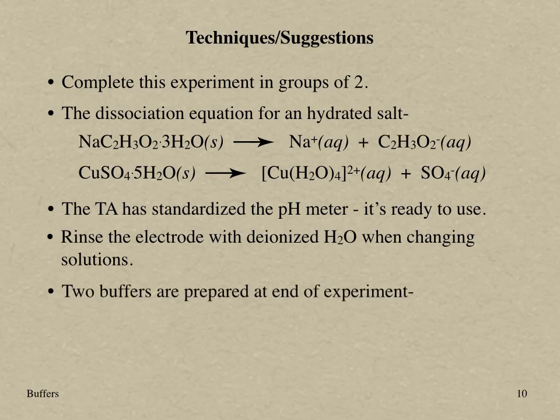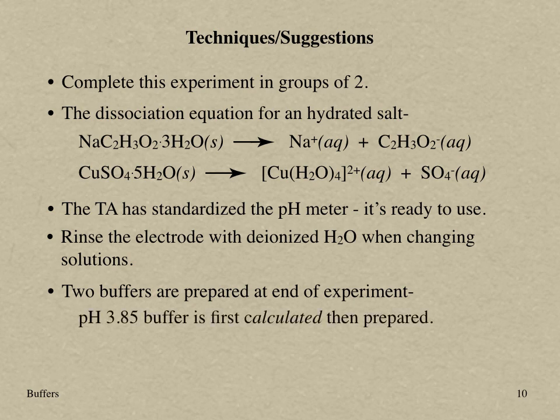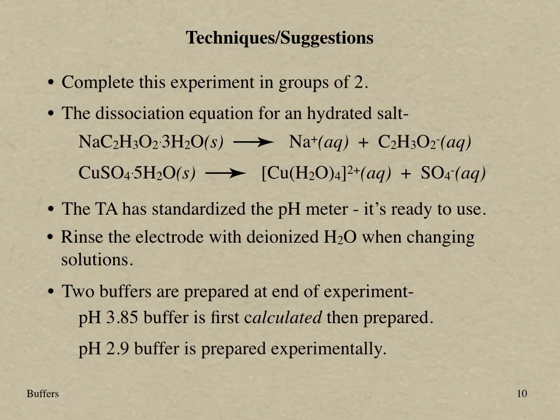In the last part of this lab, you will prepare 2 buffers. When you make a buffer of pH 3.85, first calculate how you would do this, then have your TA check your calculations before preparing the buffer. For the buffer with pH 2.9, you prepare it experimentally. Add to the weak acid small measured volumes of sodium hydroxide solution until the appropriate pH is reached. Make sure to record the total volume of NaOH added.